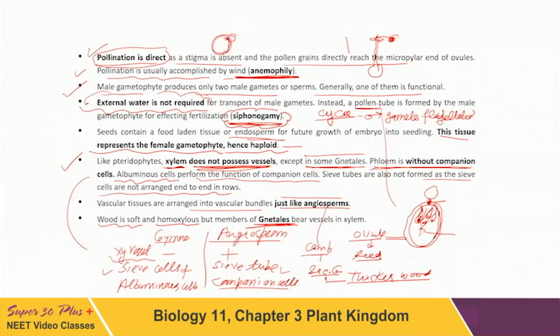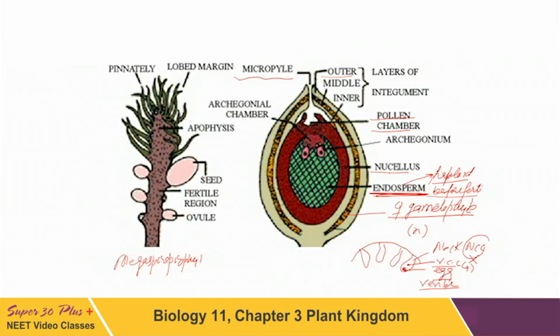If you go a little back, I already summarized the vascular tissue and pollination, that is indirect. This is the ovule I told you, and this is the endosperm. Many more times I have repeated, this is haploid and present in the ovule since the beginning. These are the archegonia. The number of archegonia may be 2 to 8, and therefore it results in polyembryony. Is it right?